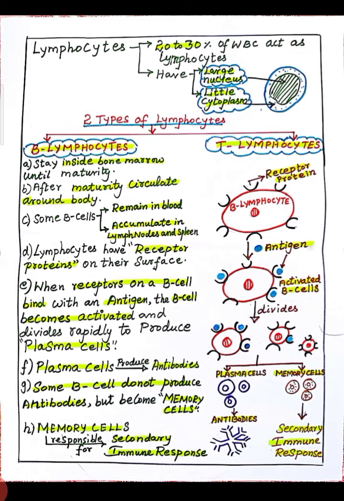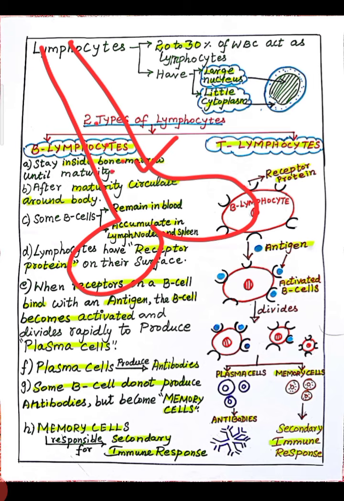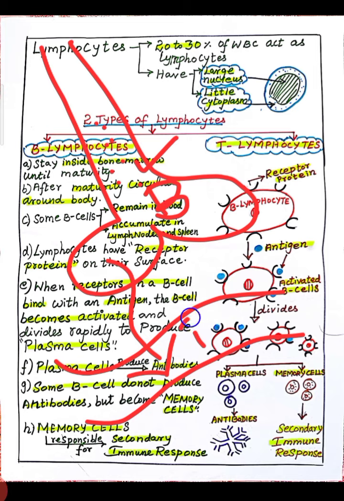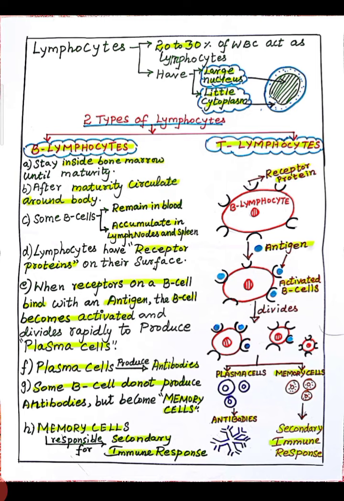B lymphocytes. See point number 1. B lymphocytes stay inside the bone marrow until maturity. After maturity, they start wandering around the body through the blood circulation.